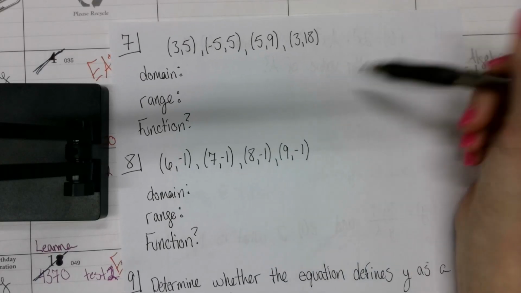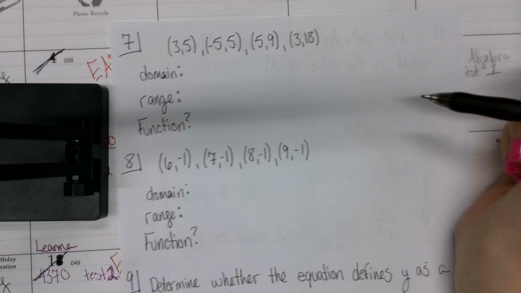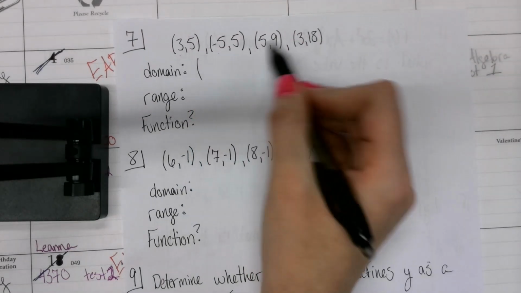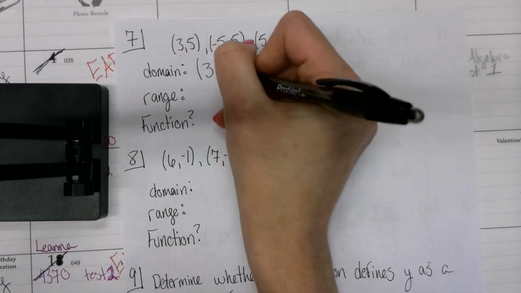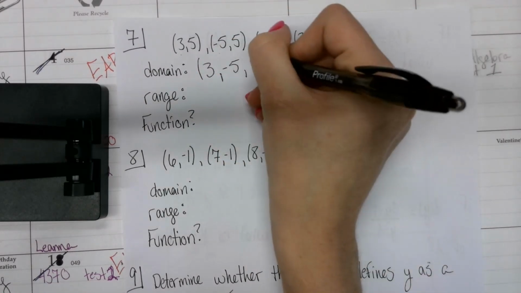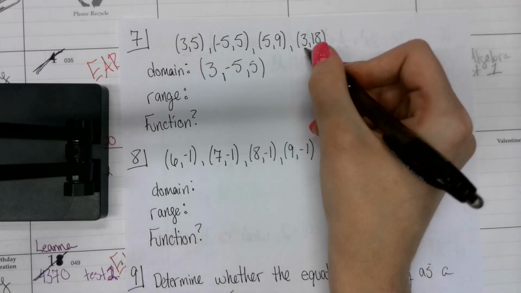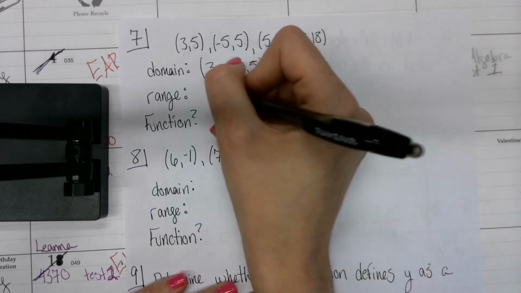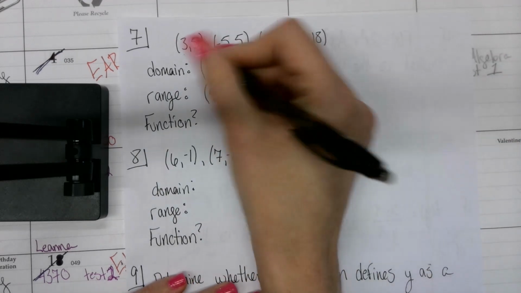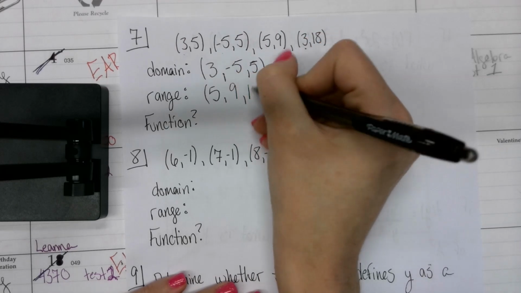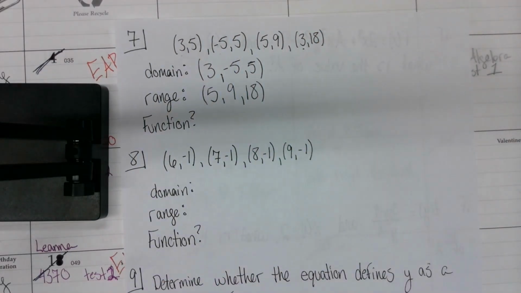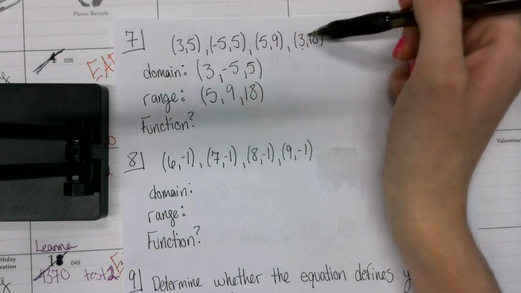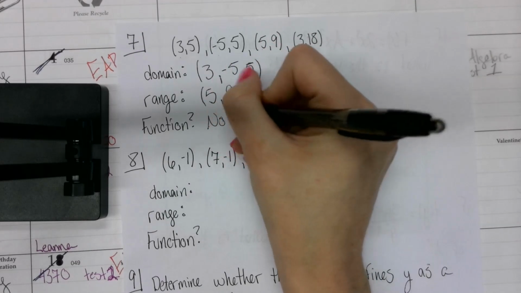Okay, so on 7 and 8, we are determining the domain and the range, and whether this is a function or not. So when we go to write the domain, it's the x values, the first values on all of these, and we have 3, -5, and 5. And this is another 3, and we never put the same number in twice, so just once. Once is enough. And our range is 5, 5, 9, 18. And then since the x value did repeat on this, because we had 3 and 3, this one would not be a function.